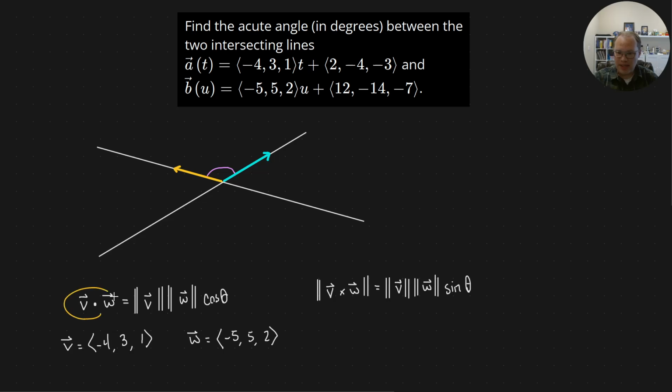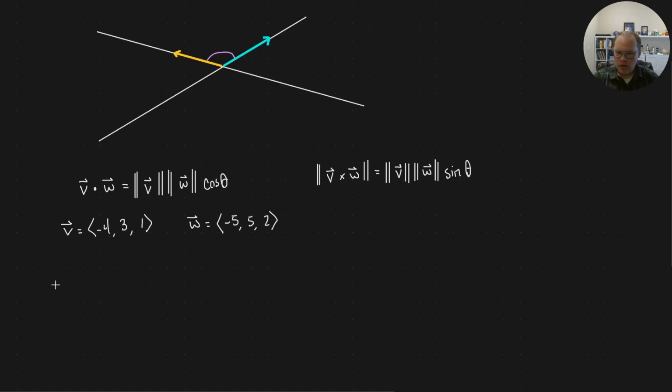So for this, I'm going to need the dot product of the two vectors. I'm also going to need the norms of each of the vectors. So let's take the dot product. V dot W is multiply corresponding components. -4 times -5 is 20. 3 times 5 is 15. 1 times 2 is 2. Add them all together. 20 plus 15 is 35, plus 2 is 37. So the dot product gives me 37.